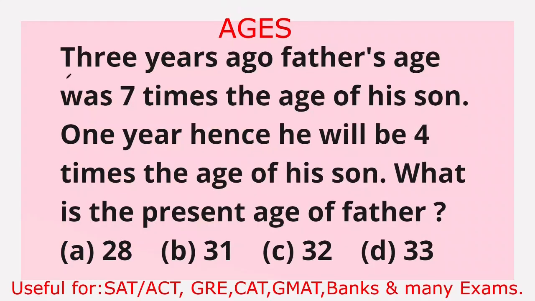Our question is: 3 years ago father's age was 7 times the age of his son. 1 year hence he will be 4 times the age of his son. What is the present age of father? The given options are option A 28, option B 31, option C 32, option D 33.